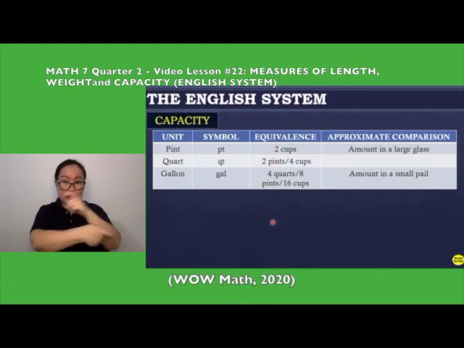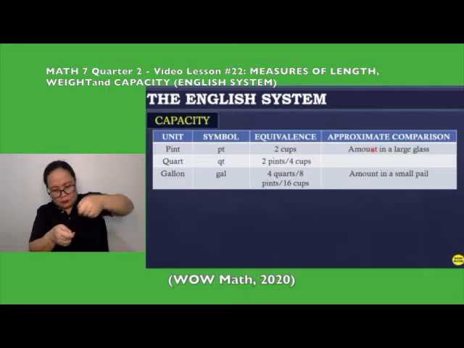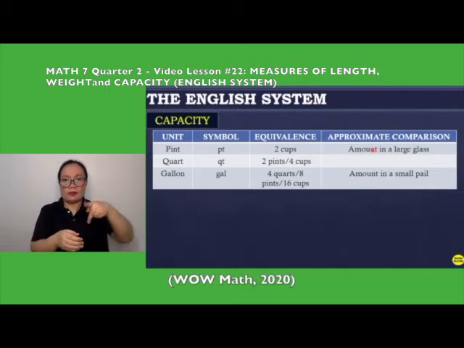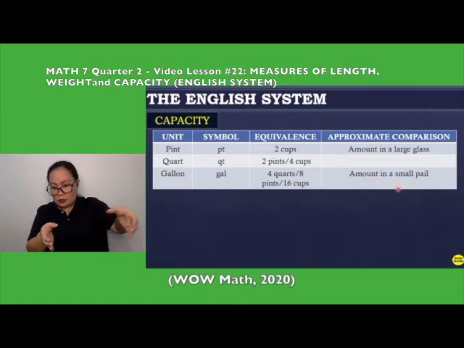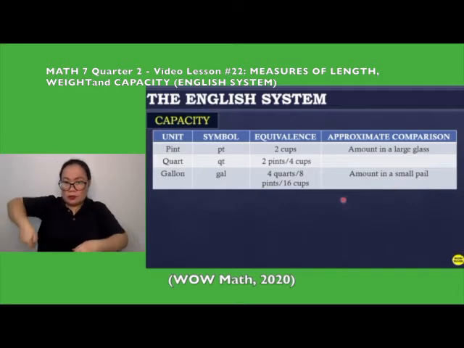Okay? Now, gaano nga ba karami ang isang pint? Okay? Ang isang pint is approximation, kung gaano karami yung mailalagay mo sa isang malaking baso. Okay? That is 1 pint. And then for gallon, that is yung amount na mailalagay mo sa isang balde. Okay?